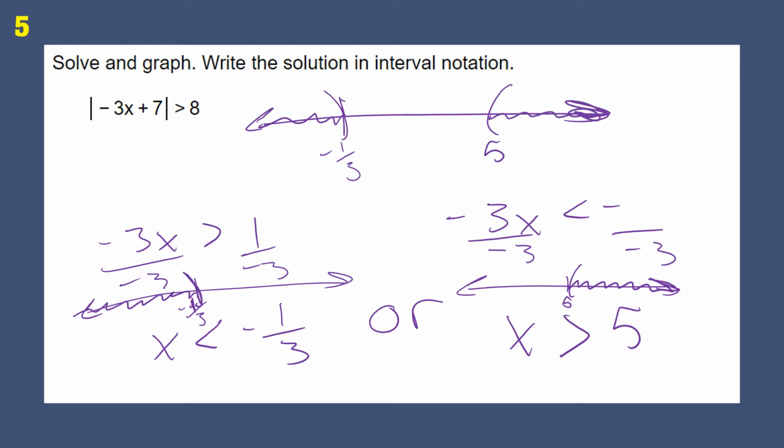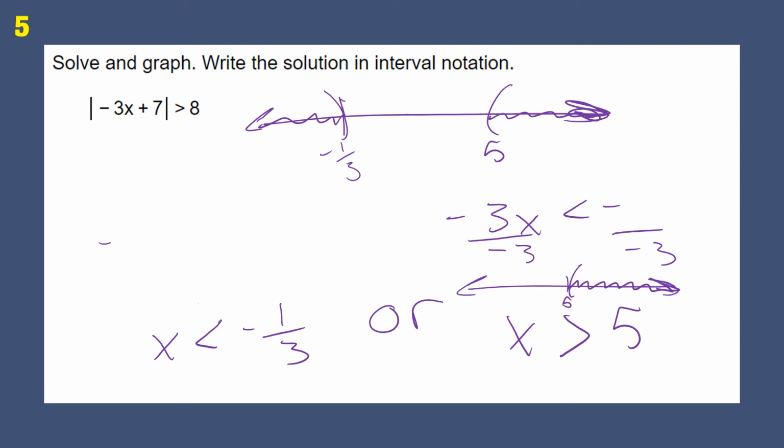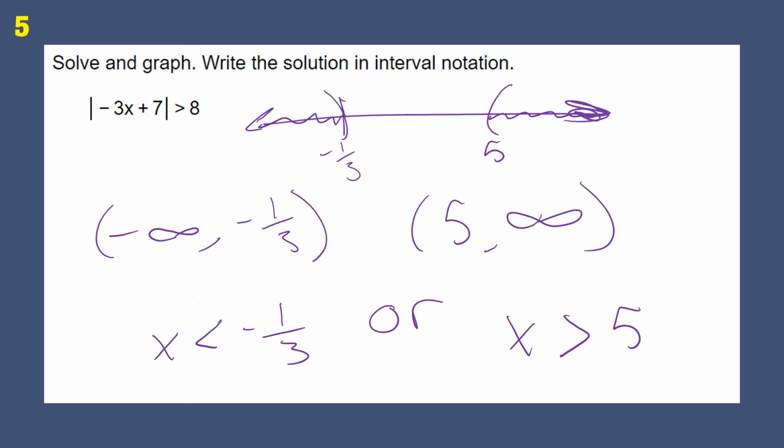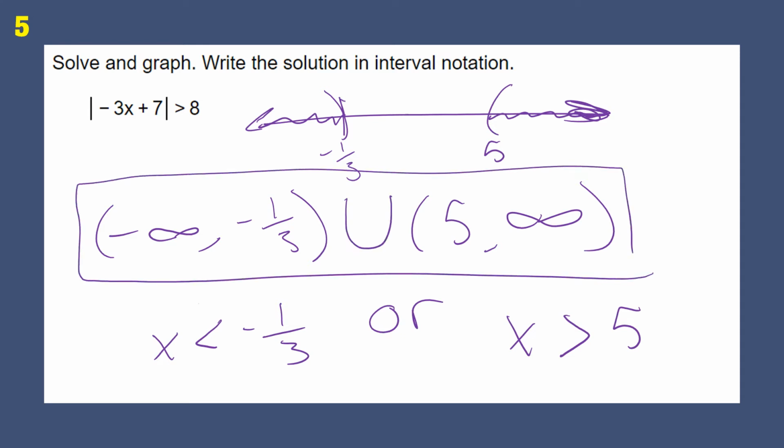Now, how do we write that in interval notation? It was easy enough to write it in inequality notation because that's what we solved it as. But in interval notation, we're going to write from -infinity to +infinity. Although, it doesn't go all the way from -infinity to +infinity. It goes from -infinity to -1/3. And then it pauses and it picks up over here at 5 to +infinity. And in between those, since this is an or, we're going to put a union symbol. And that's the way we're going to write that in interval notation.